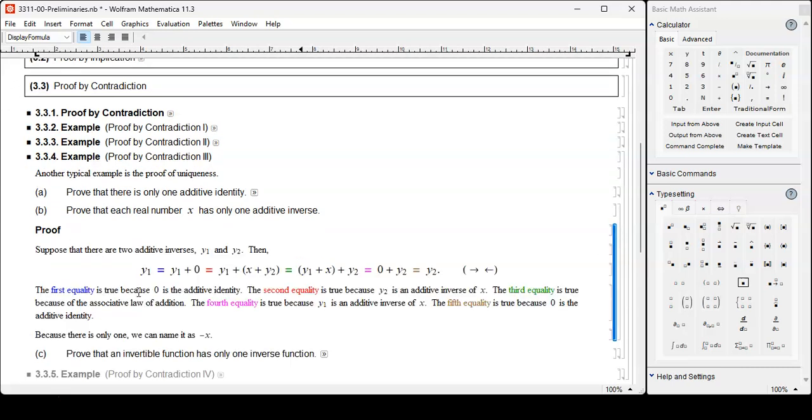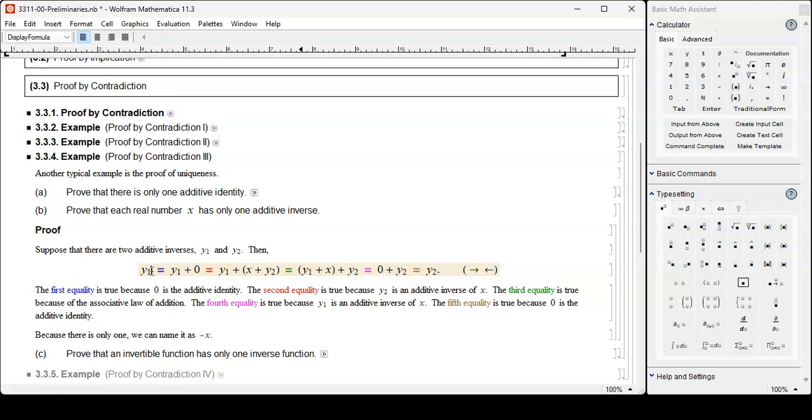Well, here's a solution. y1 is equal to y1 plus 0 because 0 is the additive identity, and 0 can be rewritten as x plus y2. That's the key. y1 and y2, both of them show up now. And then use the associativity, y1 plus x, and that's 0. Remember, y1 and y2 are both additive inverses of x, two different additive inverses. And then this is 0, so 0 plus y2, but 0 doesn't change anything, so equal to y2.